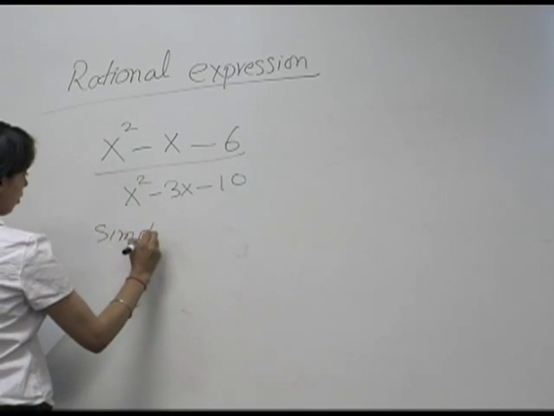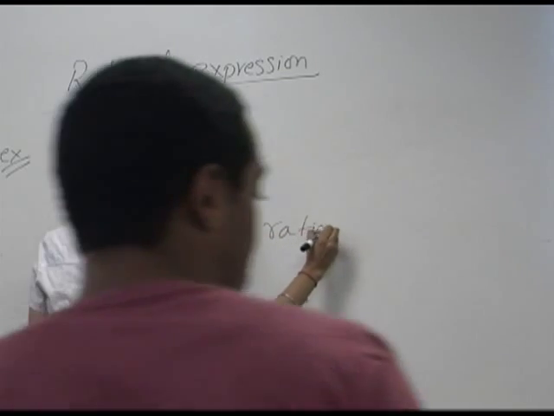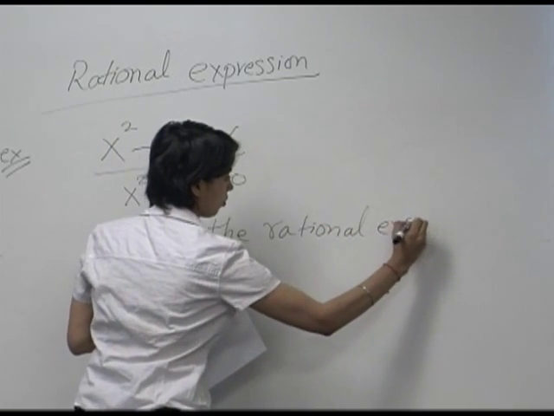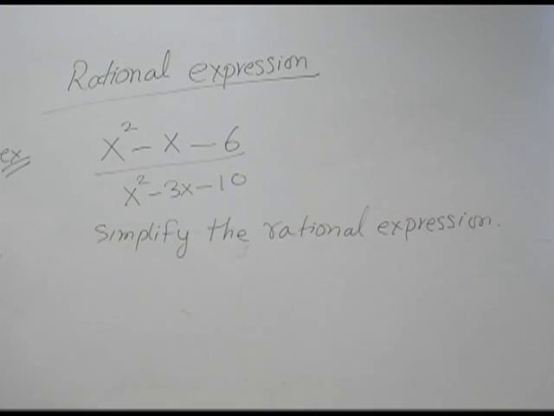Simplify the rational expression. This is like chapter 6. You are going to have a test on this too, right? So let's do this: x squared minus x minus 6 over x squared minus 3x minus 10. Whenever you see a problem like this and they ask you to simplify, always think, can you factor this?